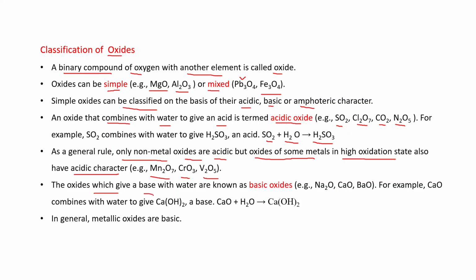Oxides which give a base with water are known as basic oxides. For example, Na2O, CaO, BaO. When CaO reacts with H2O, it forms calcium hydroxide, which is a base. In general, metallic oxides are basic in nature.